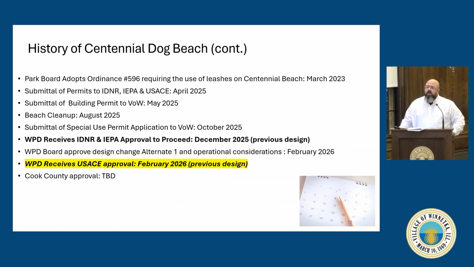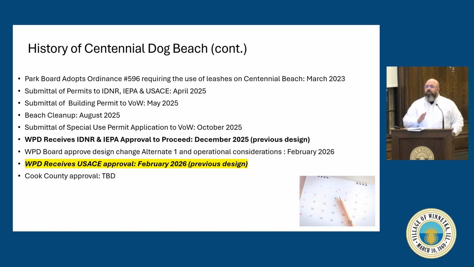Since then, the Park Board did amend the plan based on the suggestions and information we received at the January 28th Plan Commission meeting, to consider some of the concerns we heard from the Plan Commission and come back with a better plan that addressed those concerns. Just most recently, on February 26th, about a week and a half ago, we did receive the U.S. Army Corps of Engineers permit for the previous design as well. So that means we did receive permits from all the other regulatory agencies to date.